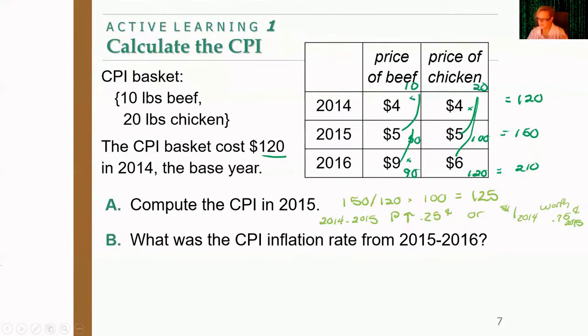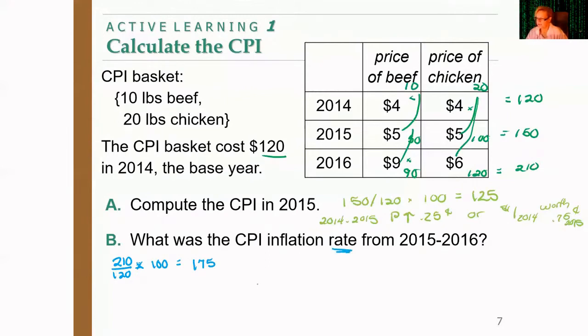What was the inflation rate from 2015 to 2016? Because I already prepared my work, I just have to pull out some information. The first thing I want to do is compute the consumer price index in 2016. That was 210. I'm going to divide that by the base because I need to get the consumer price index. So 210 divided by 120 times 100 is 175. So 175 basis points.